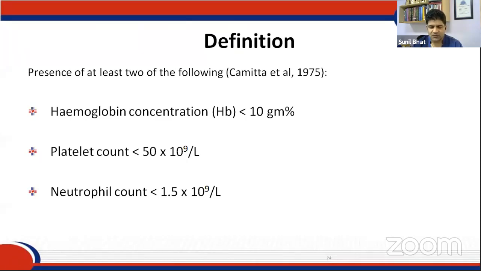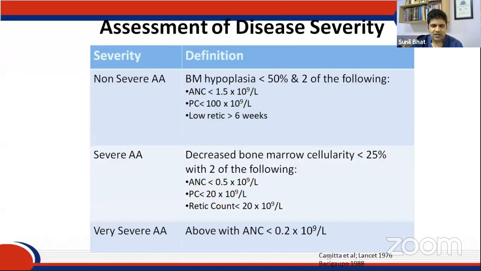We don't really have cutoffs. But in aplastic anemia, there are definitely cutoffs: hemoglobin of less than 10, platelet count less than 50, neutrophil count of less than 1.5. Any two of the three, and you define it as aplastic anemia. And we do have severity assessment also.